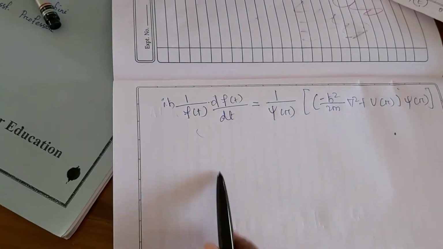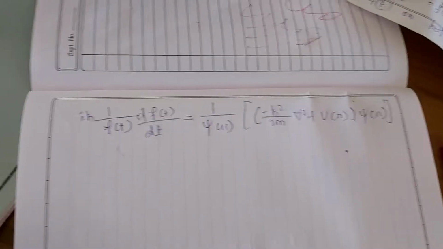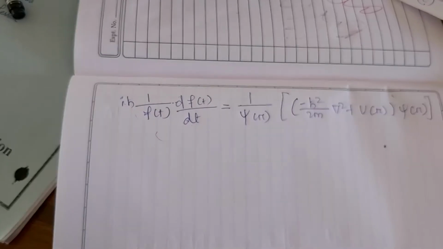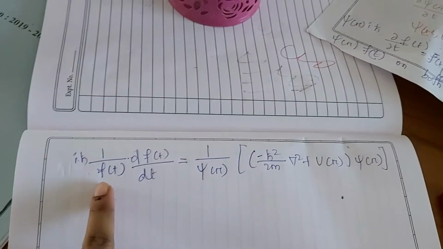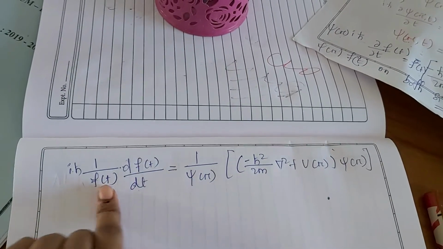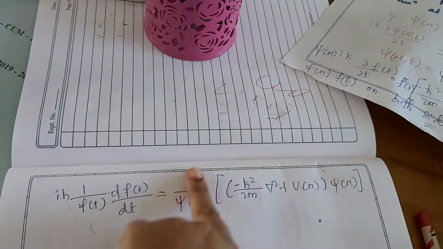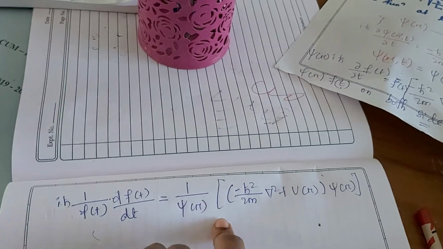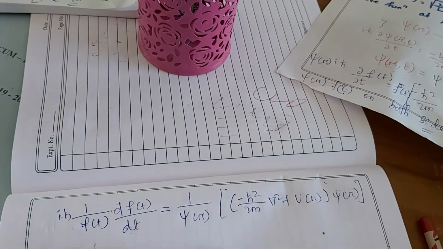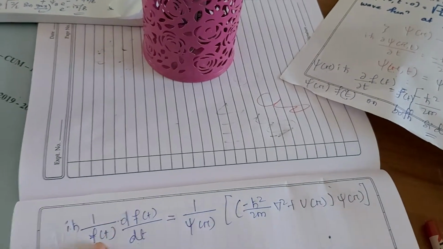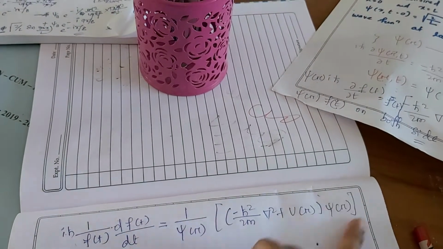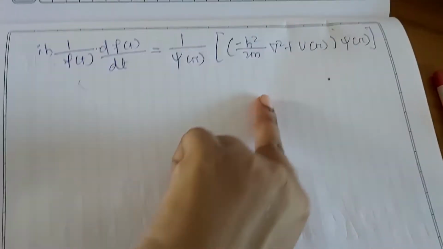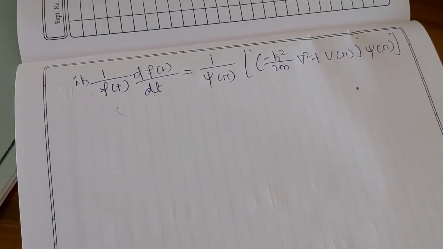So as you can see, the LHS of this equation depends only on time and is independent of r. This function depends only on t and is independent of r. Similarly, the right hand side depends only on r and does not depend on time. And the left hand side is only a function of time, and the right hand side is only a function of position.